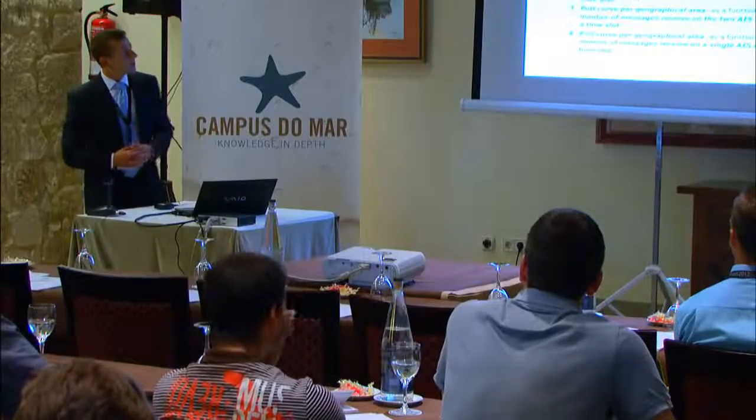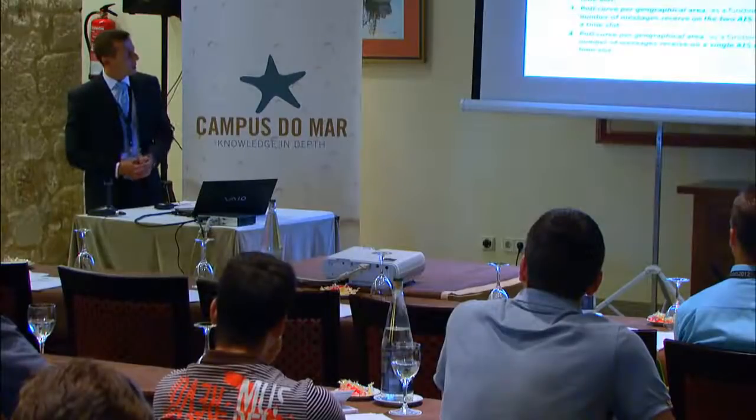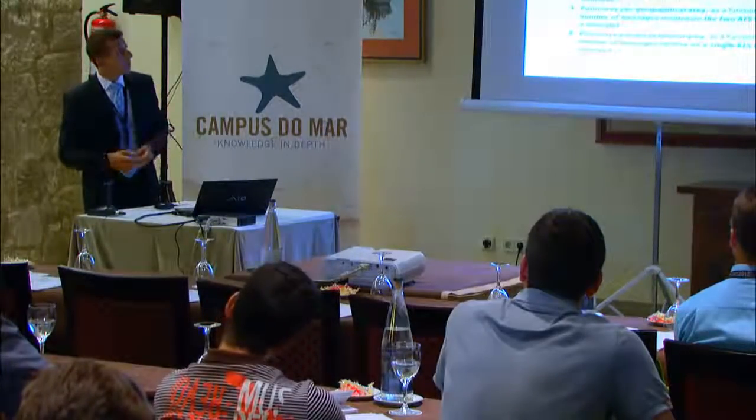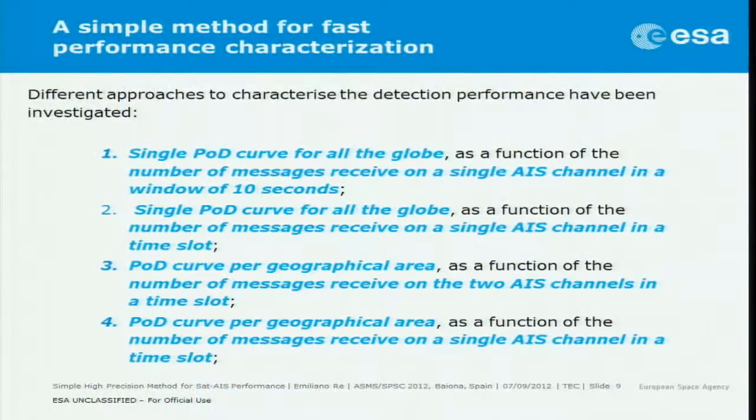So we tested different approaches for this characterization. In the first case, we were using the probability of detection curve, just one curve all over the globe, as a function of the number of messages received within 10 seconds. This speeds up the simulation very much, because you have just to find out one probability of detection value for every satellite in 10 seconds, and then you can use that for all the 10 seconds.